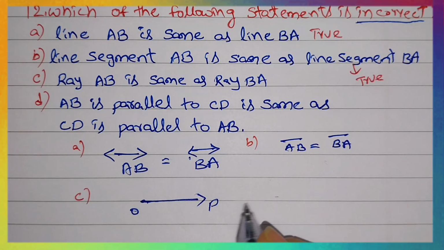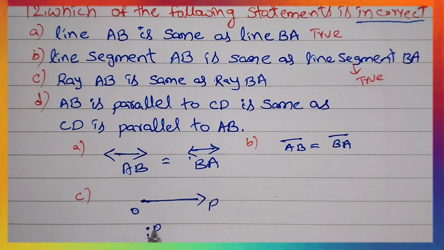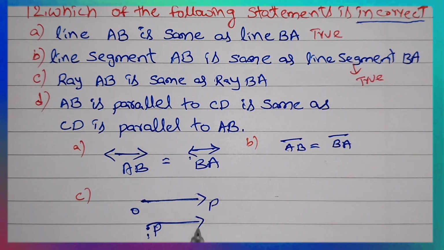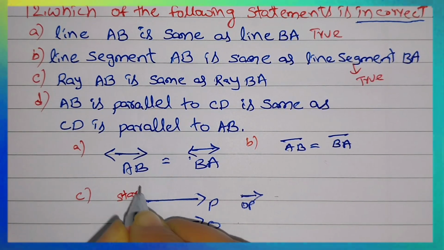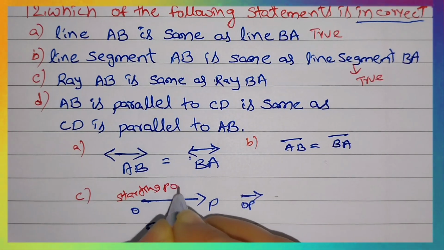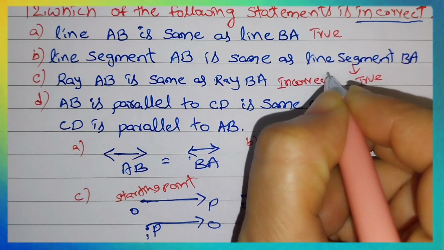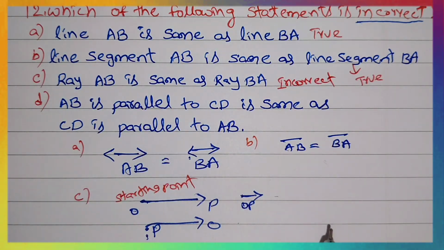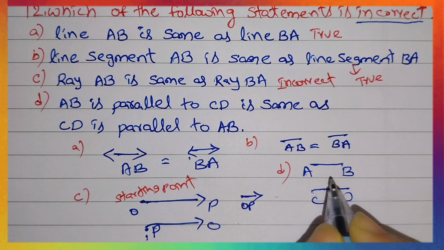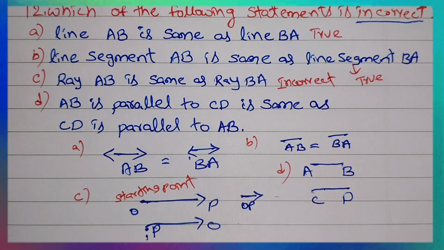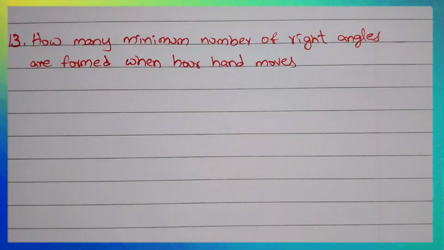Next, C is ray AB is same as ray BA. A ray has a starting point and extends infinitely in one direction. Ray AB starts at A and goes through B towards infinity, while ray BA starts at B and goes through A towards infinity. So the C option is incorrect. Last one, D, AB is parallel to CD is same as CD is parallel to AB. So the option C is incorrect.